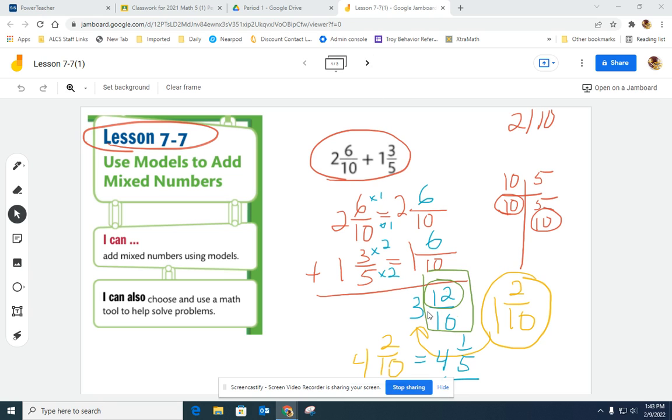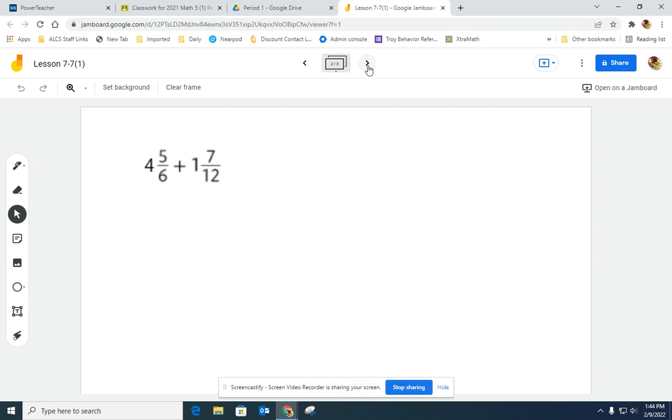Let's try and do a couple more examples just to get us an idea. This is the new concept today, guys. When you do your addition, there's a good chance you're going to end up with an improper fraction that you're going to have to rename. So we'll get some practice with that.